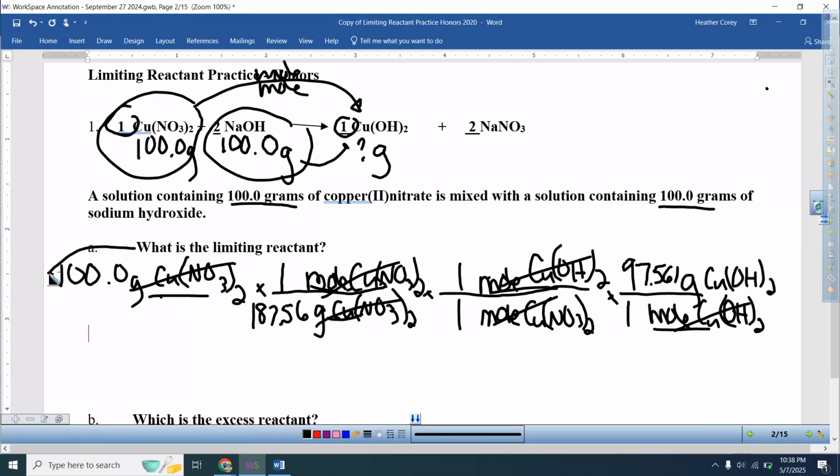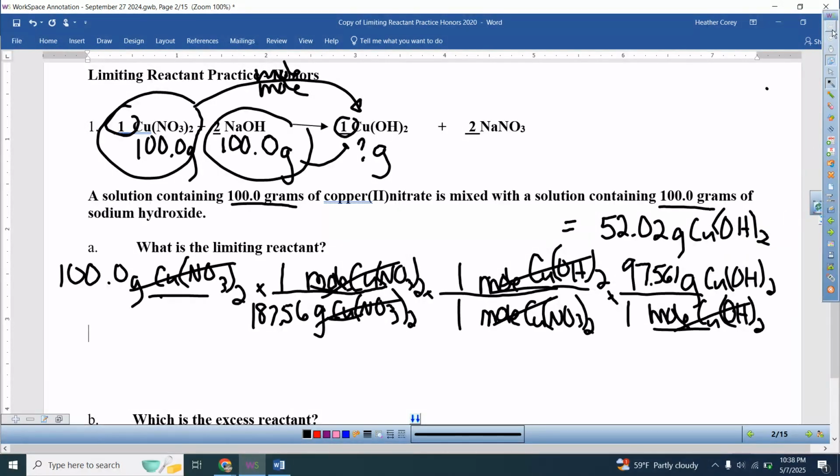Then to solve, you take 100 times 97.561 divided by 187.56. So multiply the numbers on top, divide the numbers on the bottom. You really don't need to worry about the ones. And this gave me, I ran out of space, but this gave me 52.02 grams of copper hydroxide from the copper nitrate.